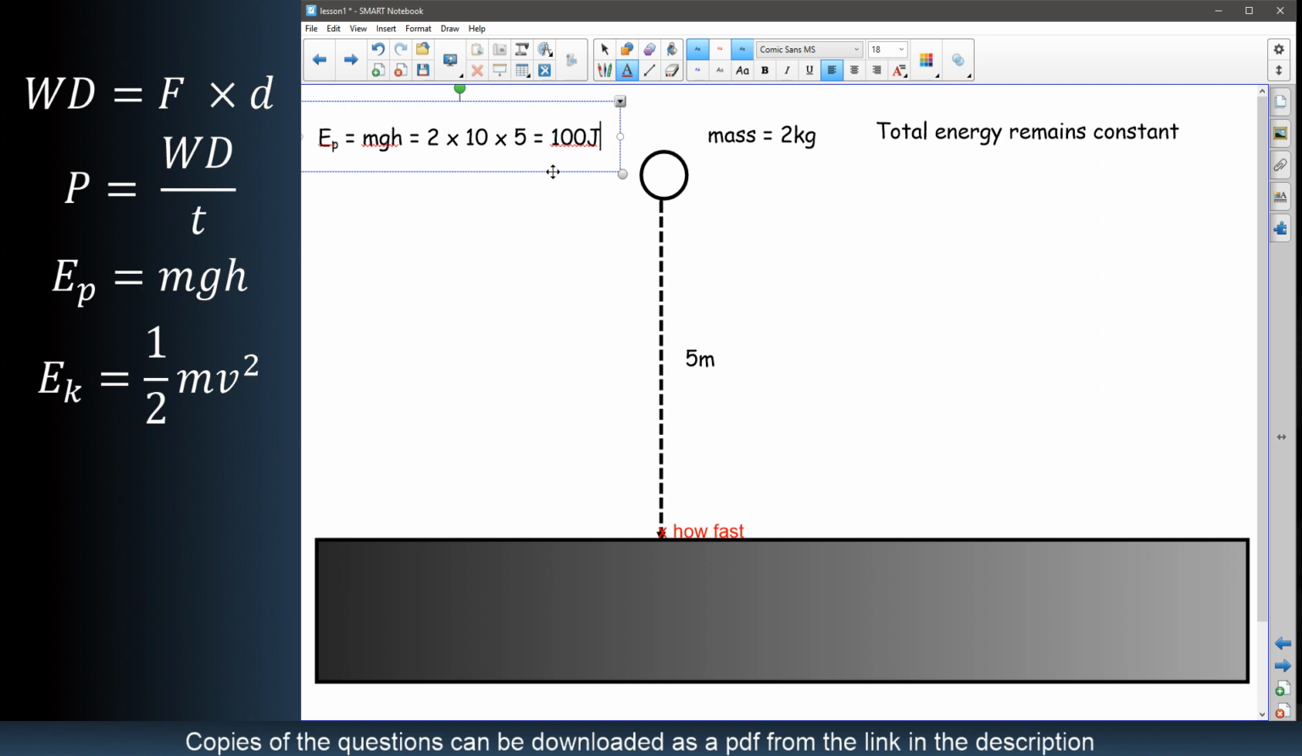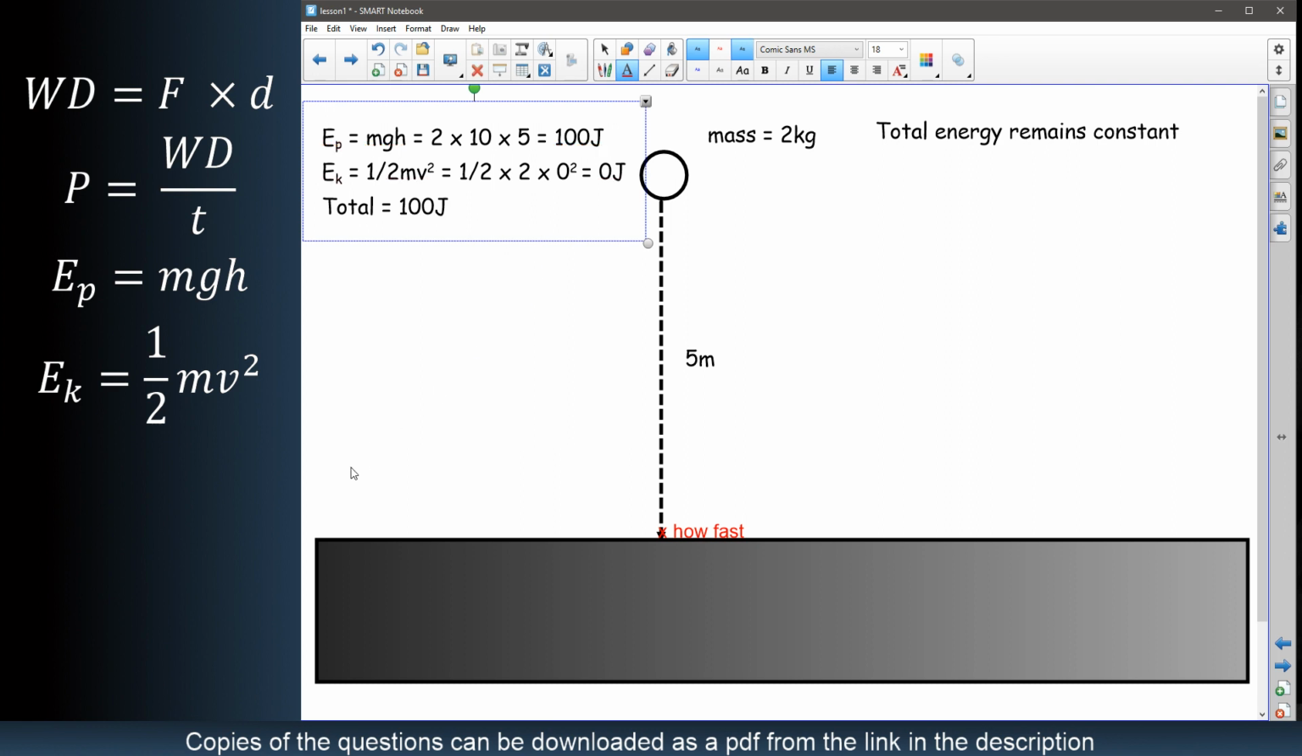Easy stuff. At the top here as well, we can calculate the kinetic energy because it's worthwhile doing. That's a half mv squared, which equals a half times the mass, which is 2, times 0, that's how fast it's going, squared. A half times 2 is 1, multiplied by 0 squared is 0, which makes sense. It's not moving, it shouldn't have movement energy. So my total energy equals 100 joules.